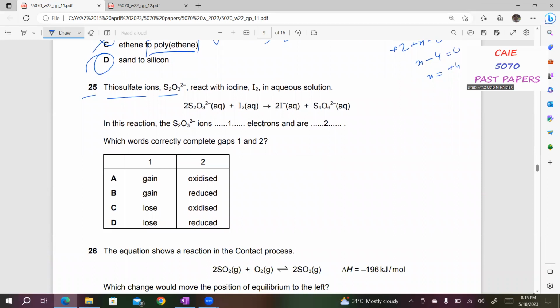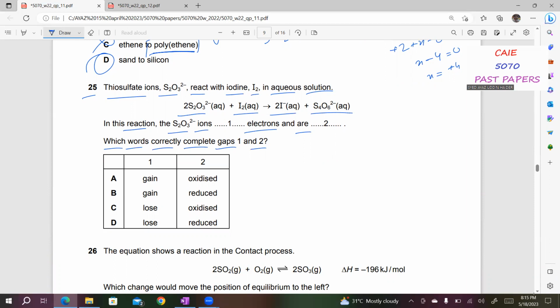Question 25. Thiosulfate ions S2O3 2 minus react with iodine I2 in aqueous solution. This is the equation: 2S2O3 2 minus plus I2(aq) gives 2I minus (aq) plus S4O6 2 minus (aq). In this reaction, the S2O3 2 minus ions dash electrons and are dash 2. Which words correctly complete gaps 1 and 2?